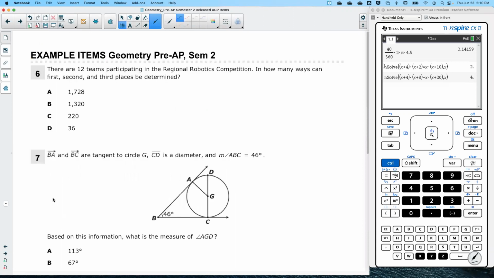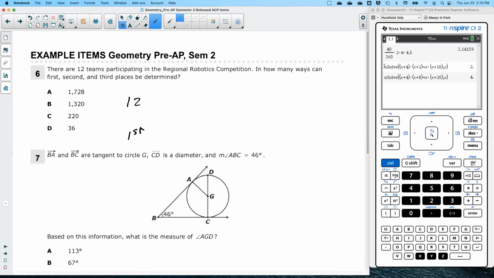Okay, moving on, number 6. There are 12 teams participating in the regional robotics competition. How many ways can the first, second, and third place be determined? Y'all haven't learned how to do this, have you? You want me to give you a preview or you want to watch? Review. Okay, so if there's 12 teams competing, how many different first place winners, not how many people will win first, only one person wins first, but how many different teams are available to win first place? There's 12 teams competing. 12. Okay, so you have 12 teams that could win first.